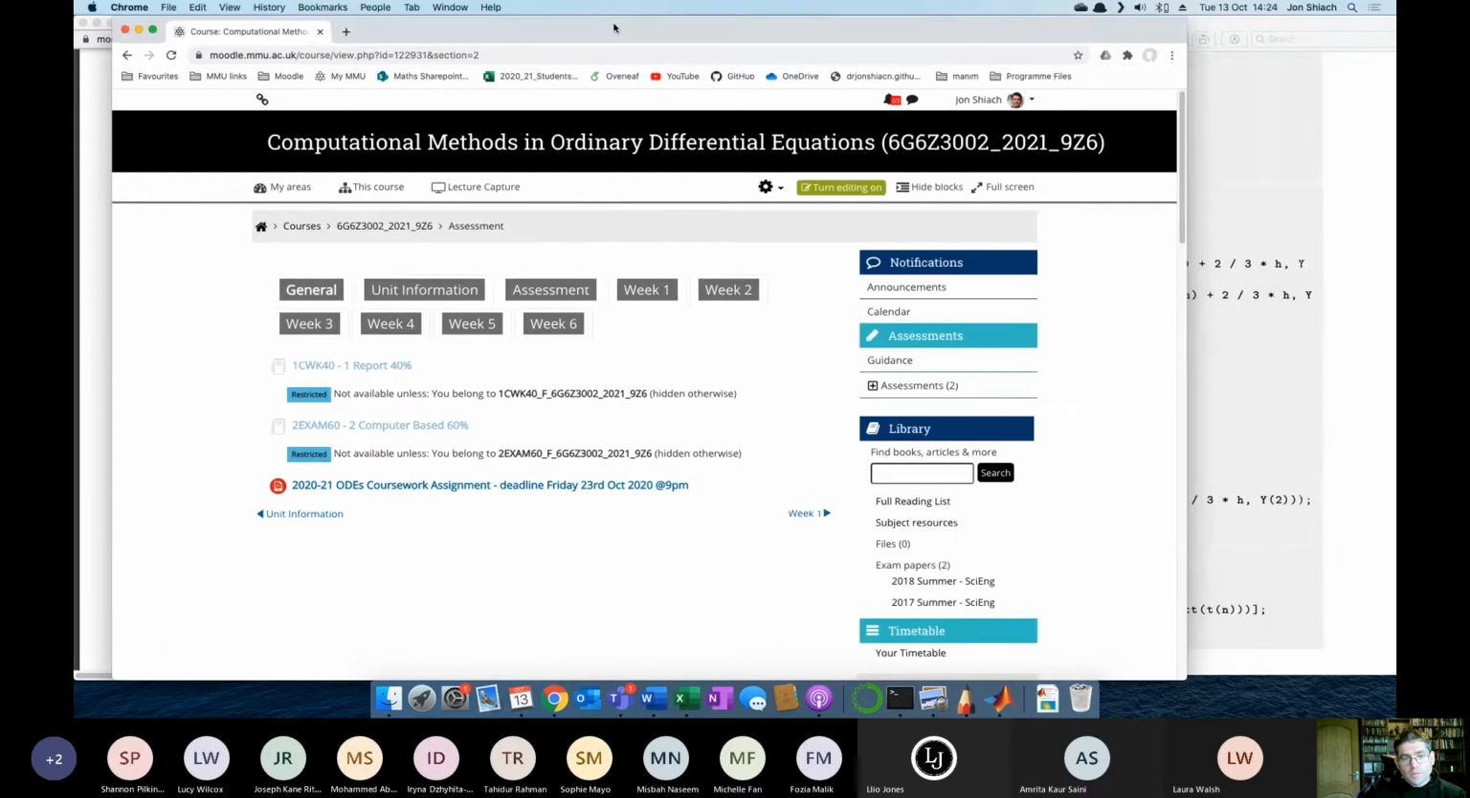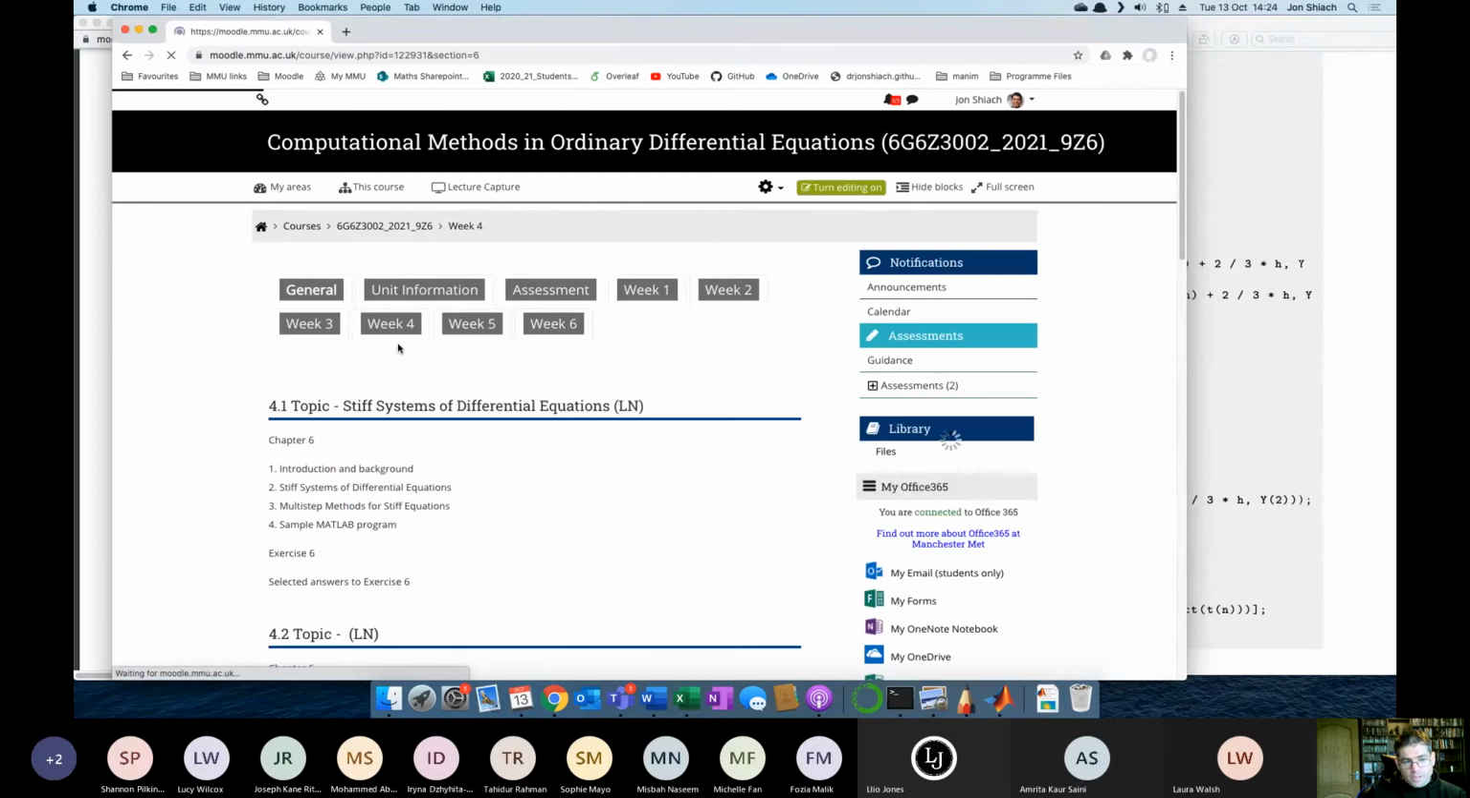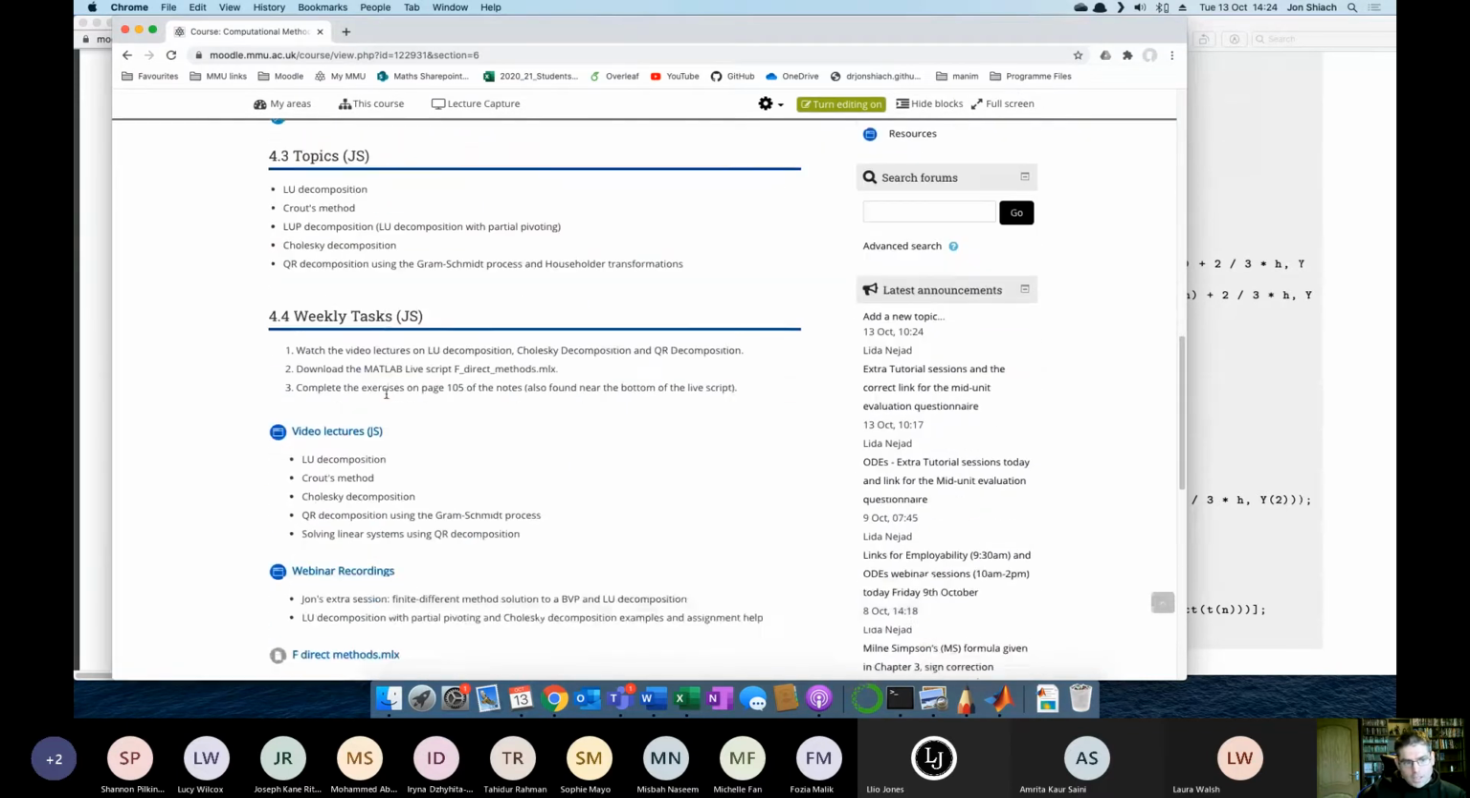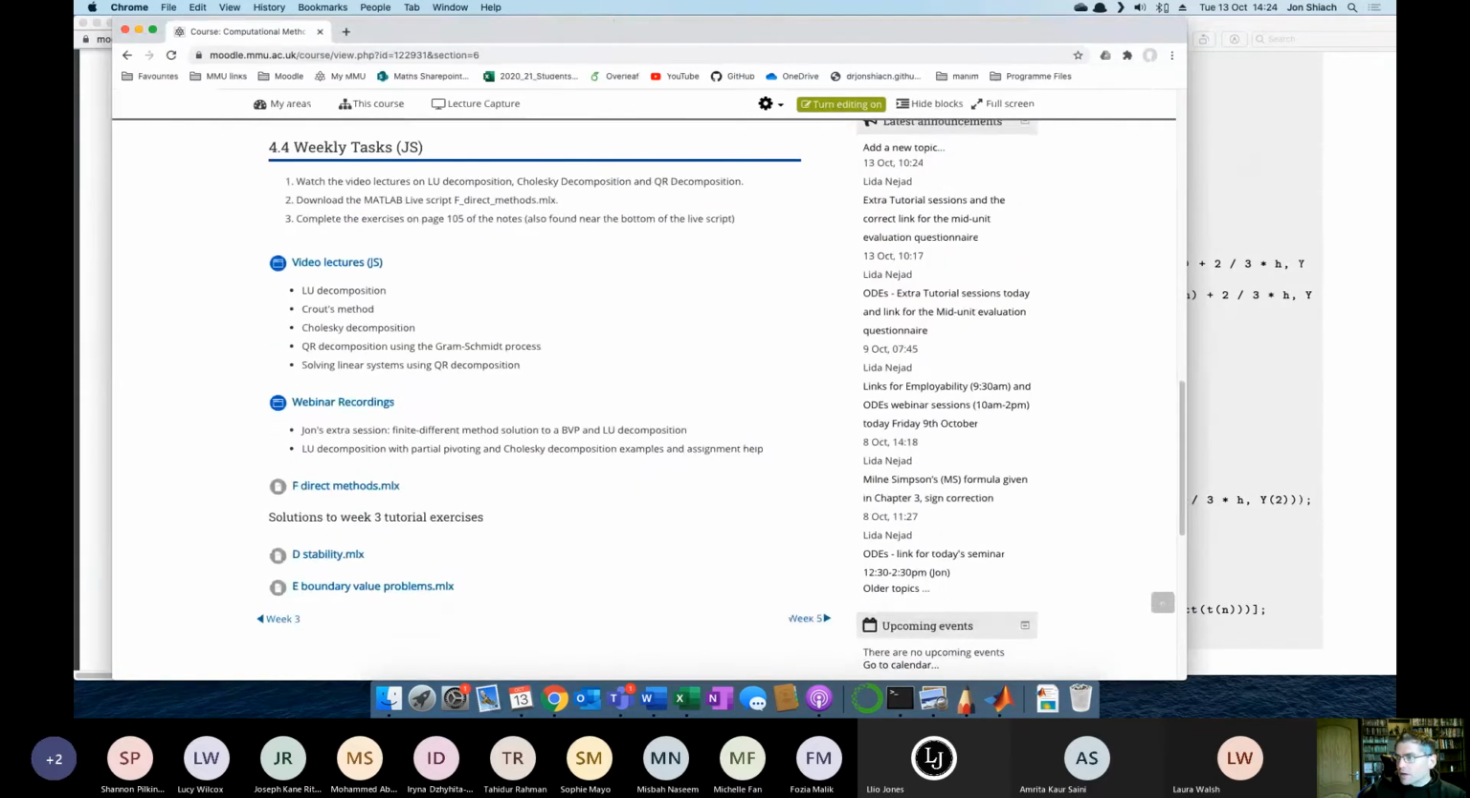Right, so last week, if I bring up the Moodle area, it was all about direct methods, direct methods to solving linear systems of equations. So we're changing tack now. We're going from ODE solvers to solving linear systems, and the reason is linear systems pop up loads in ODE work. So we looked at direct methods.